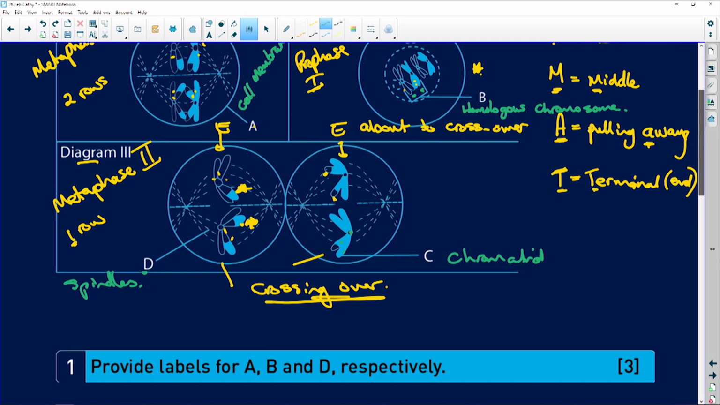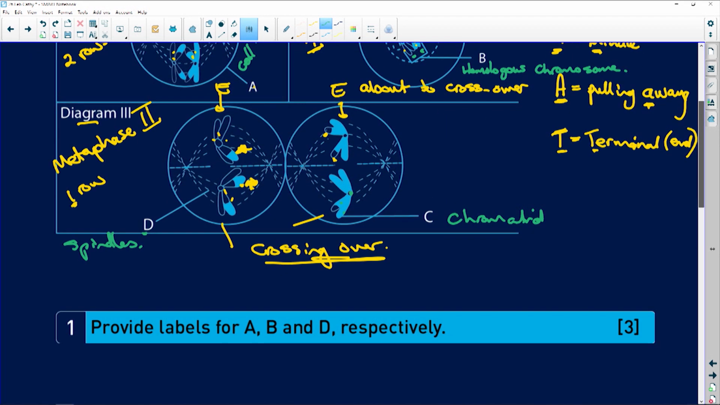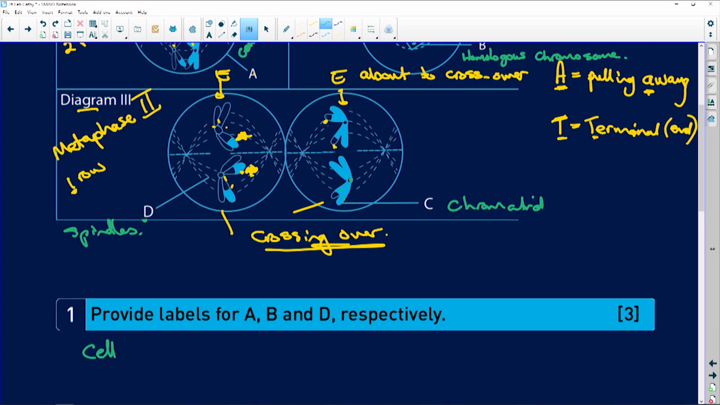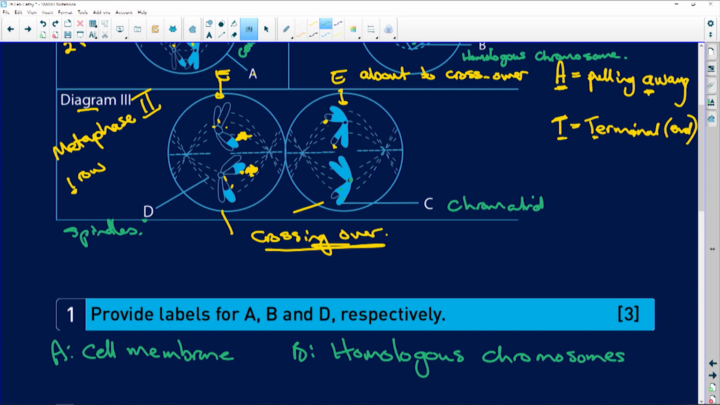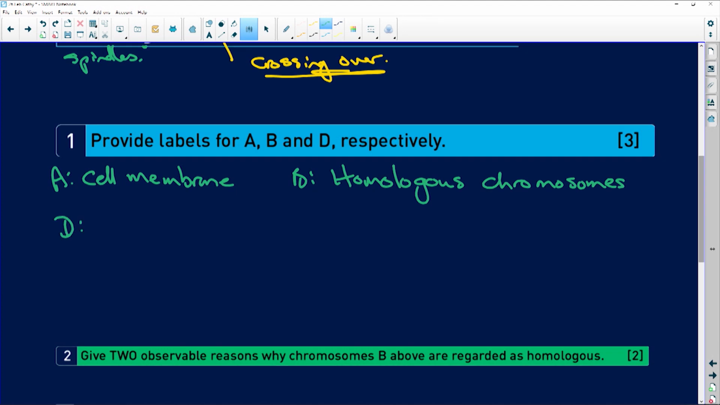Alrighty, let's look at our questions. Label A, B, and D respectively. So A, cell membrane. And B was, oh, there we go, homologous chromosomes. And D, spindle fibers.